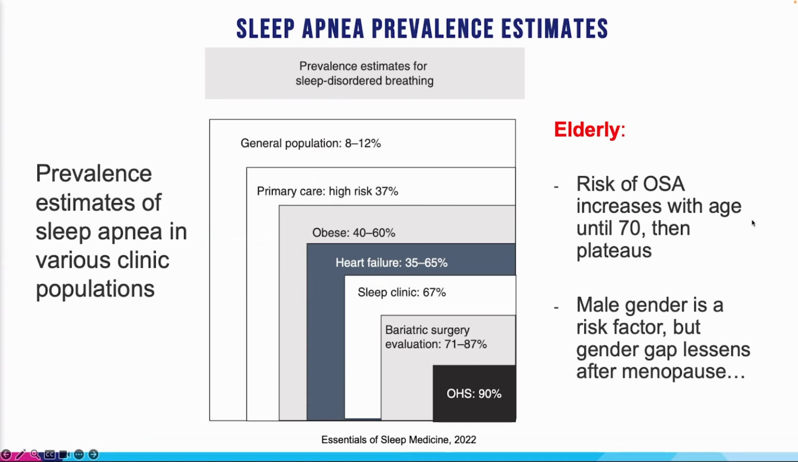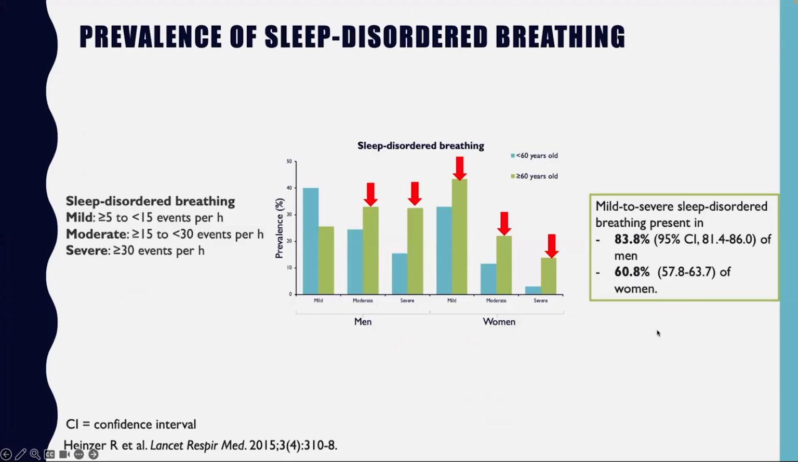Particularly in the elderly, the risk of sleep apnea increases with age up until the age of 70, and then it tends to plateau. And while male gender is a risk factor for sleep apnea, this gender gap in the difference between prevalence estimates actually lessens after menopause. So sleep apnea is actually much more common in postmenopausal females.